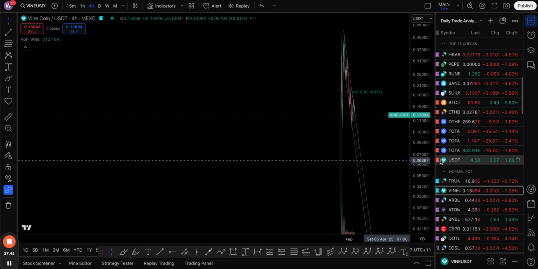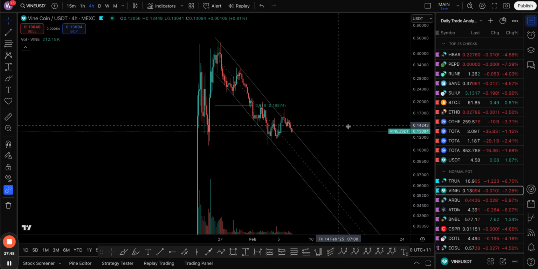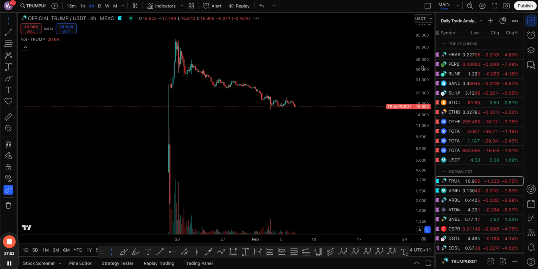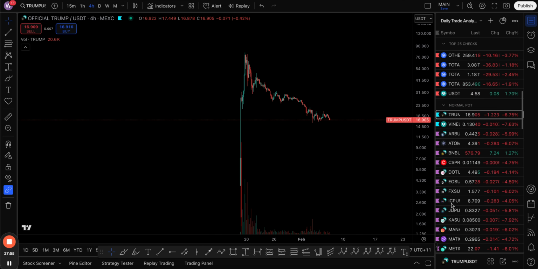Vine has pretty much just died. Been out of this for quite some time once we broke the second low down here. As mentioned, and then Trump as well. Again, these will have their day again.